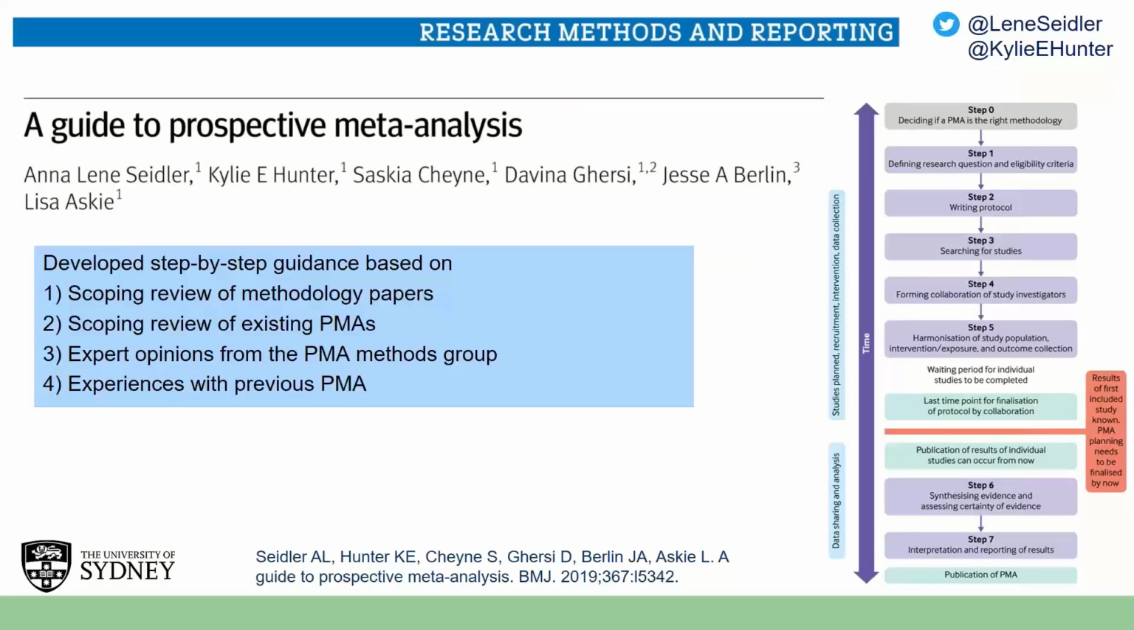And this is why we, the Cochrane PMA Methods Group, have developed detailed step-by-step guidance on how to conduct PMA. This guidance has been published in the BMJ and is available for further reference, and covers every step of conducting a prospective meta-analysis in detail, as you can see in the step-by-step diagram here on the right-hand side. We will now briefly walk you through these main steps of conducting PMA, with a particular focus on the steps that are different to traditional retrospective meta-analysis, because we assume that most of you have some experience in traditional meta-analysis.